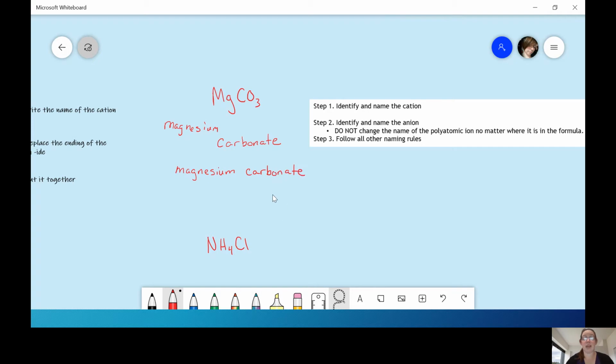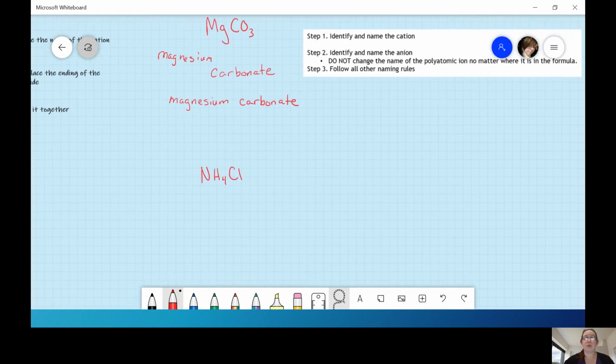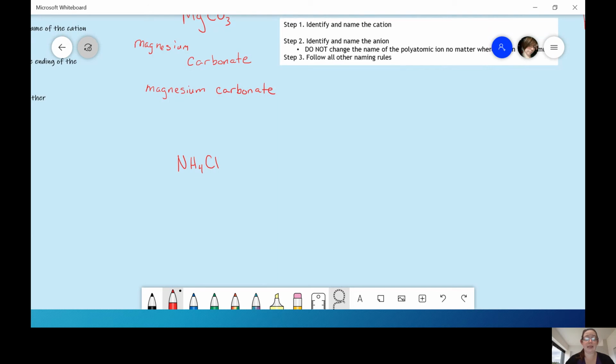Magnesium carbonate. Again, don't capitalize it unless it's at the beginning of a sentence. So let's take a look with the cation being our polyatomic anion. So NH4, we're going to identify that as ammonium. So we're going to write in ammonium.